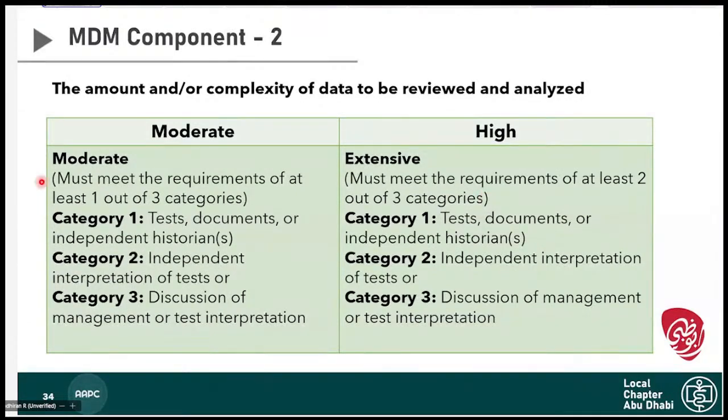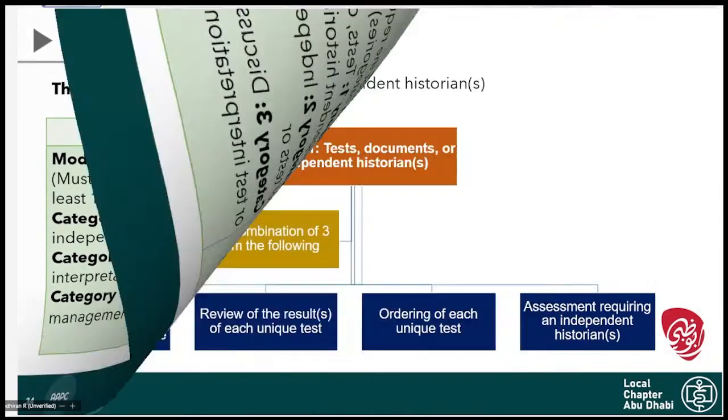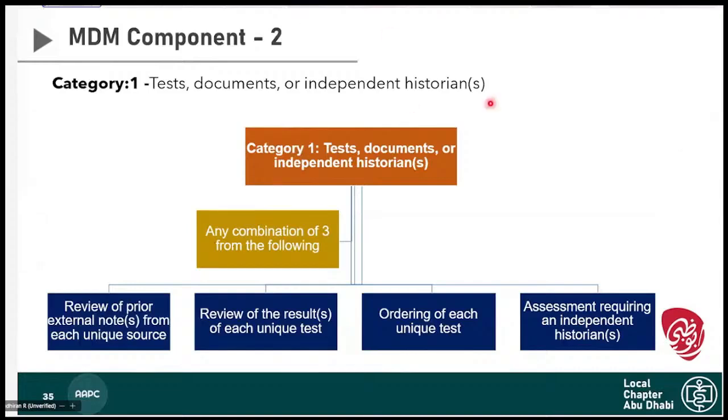So what are the categories? The first category is tests, documents, or independent historian. Category 2 is independent interpretation of tests. Category 3 is discussion of management or test interpretation. We'll discuss one by one. So first, the category of tests, documents, or independent historian.